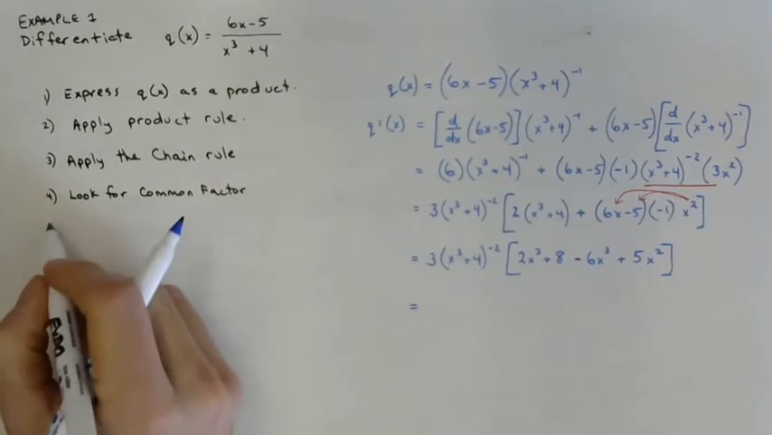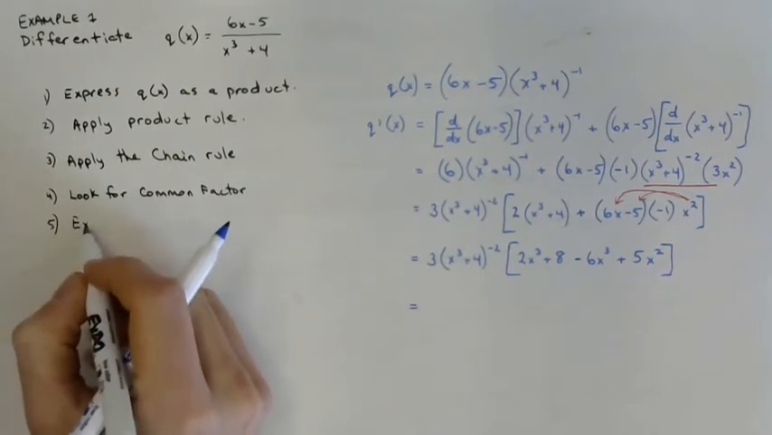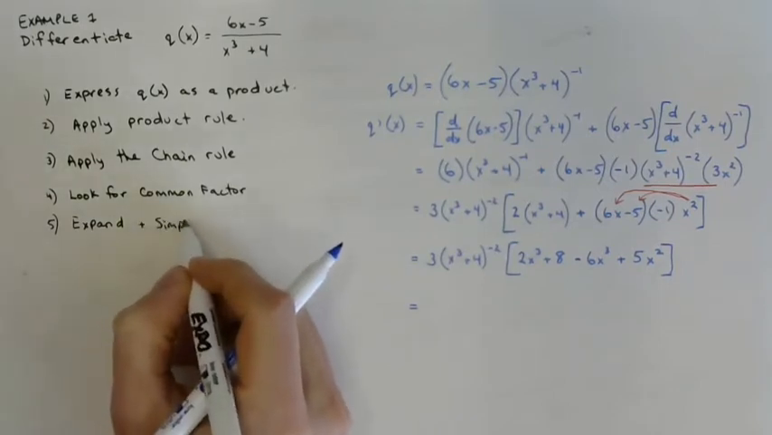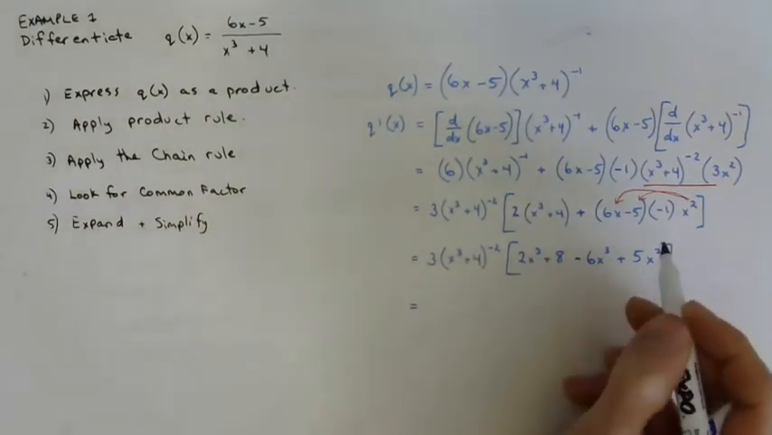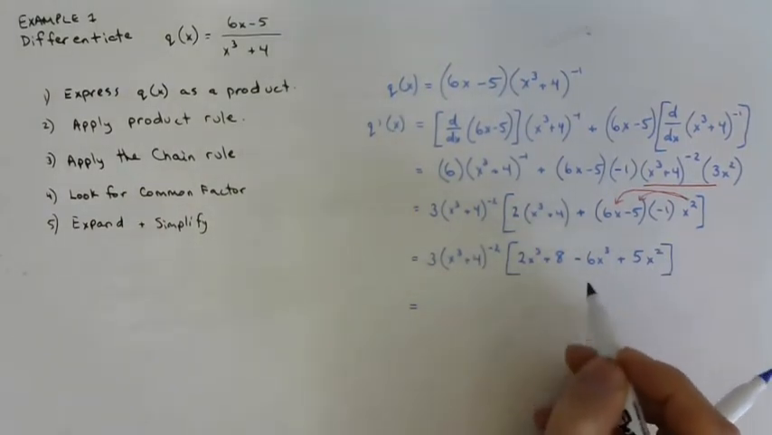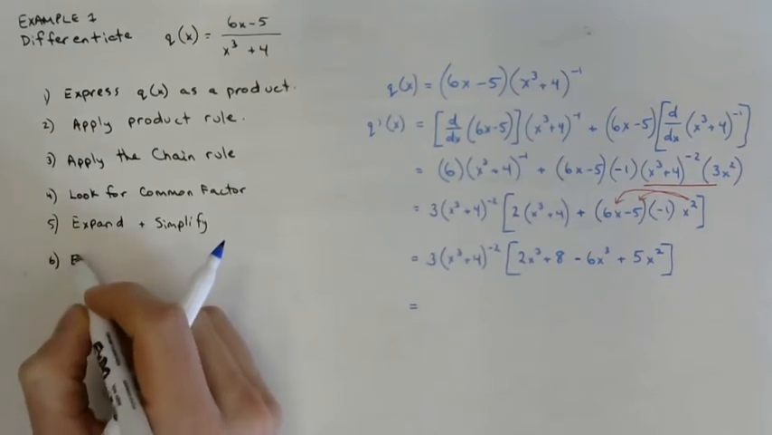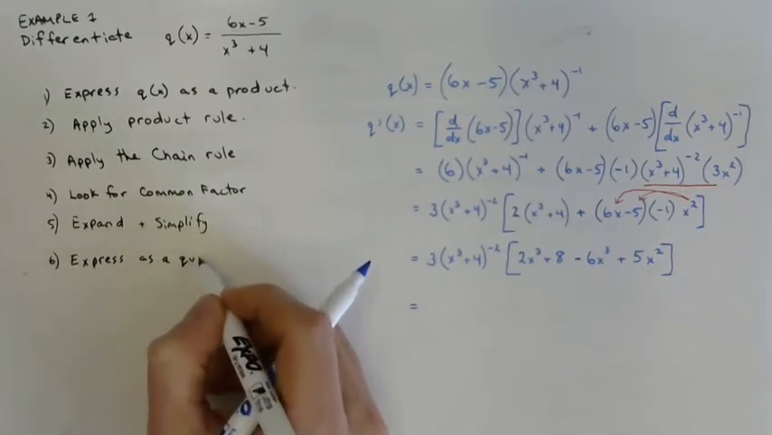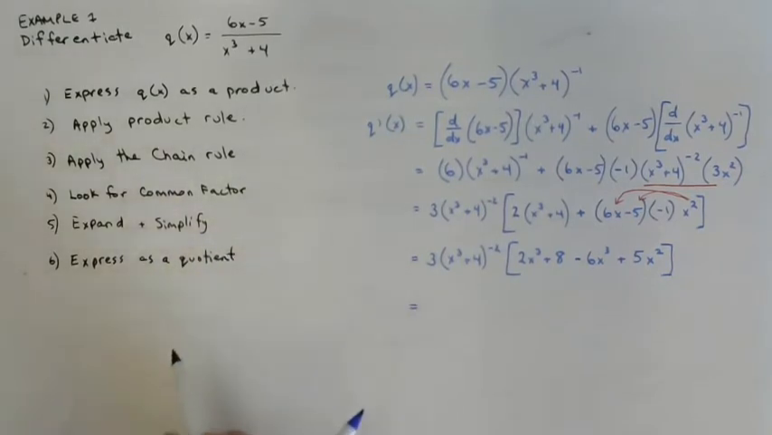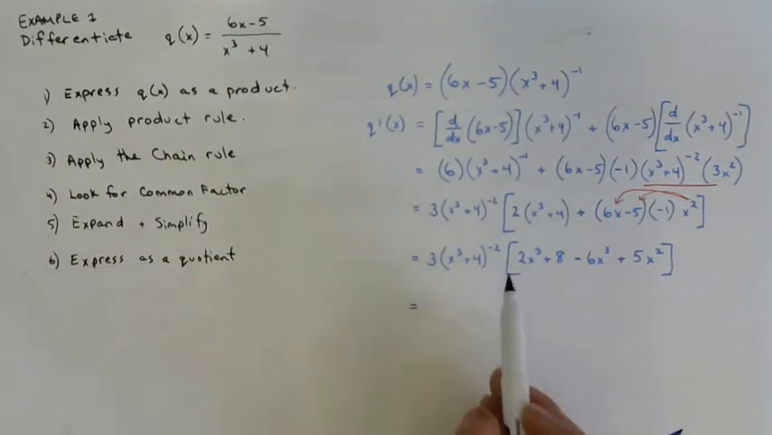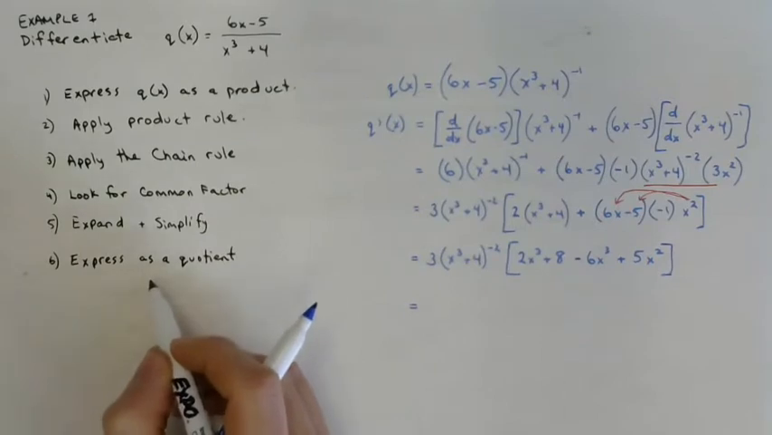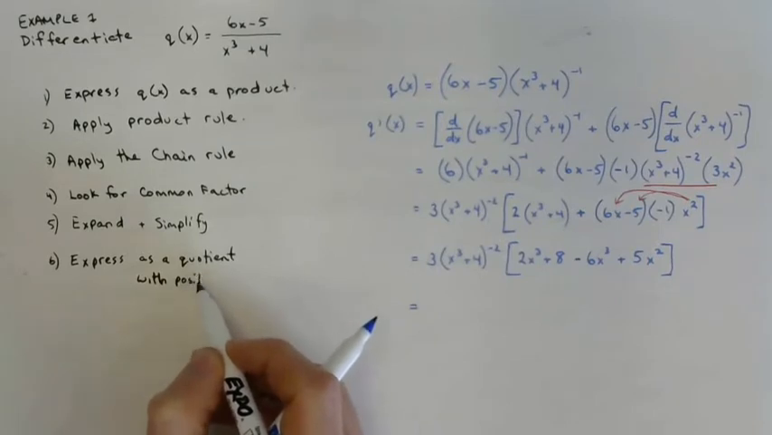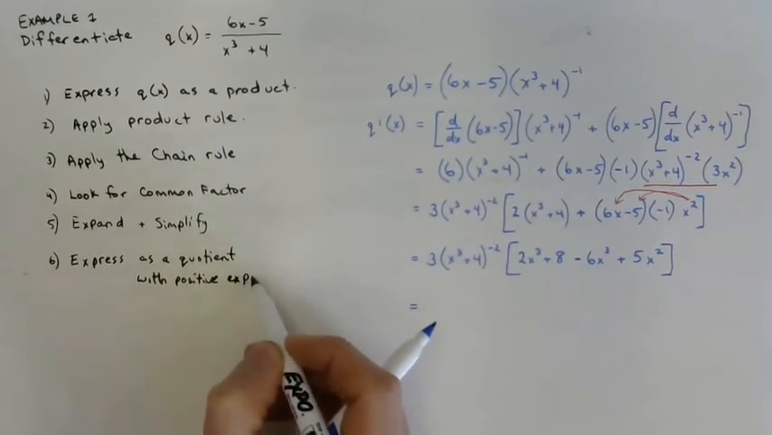so maybe we can write some more steps. We're going to expand and simplify. So expand is what we did. Simplify is what we're going to do next, kind of group like terms. And then we're also going to express as a quotient. So we're going to flip this back into a quotient because we have a negative exponent. You could also say express as, or express with positive exponents.